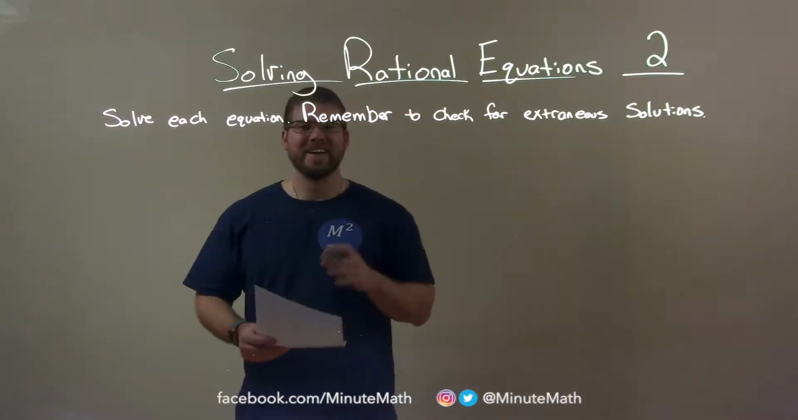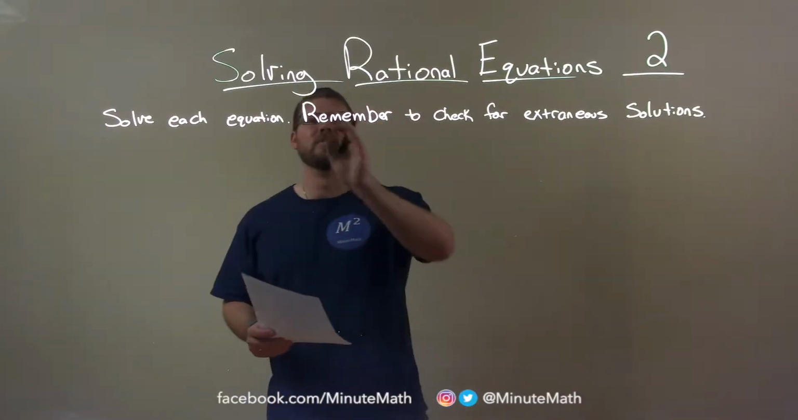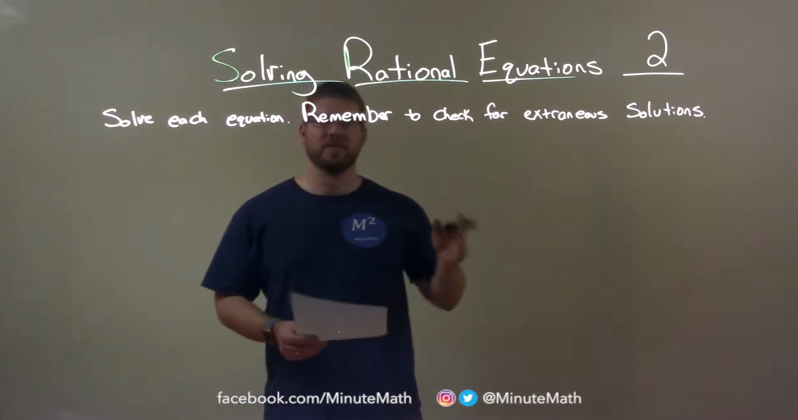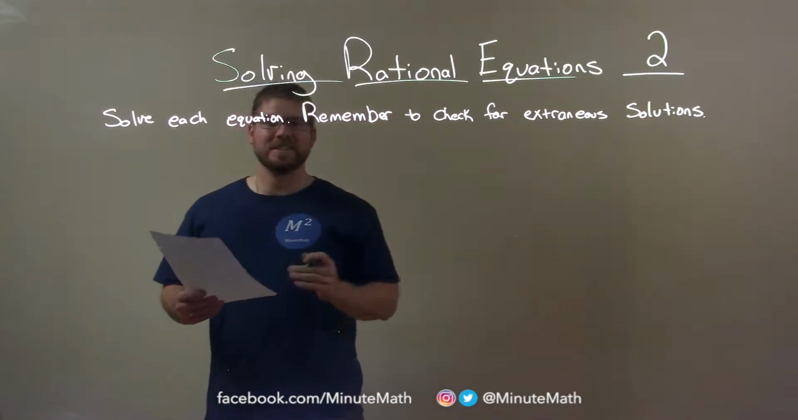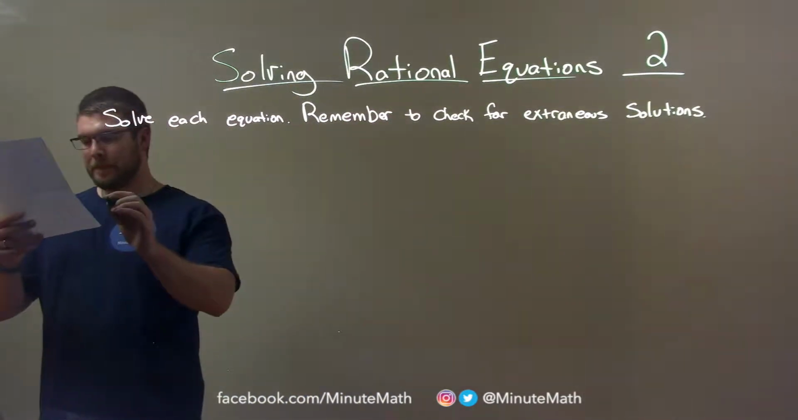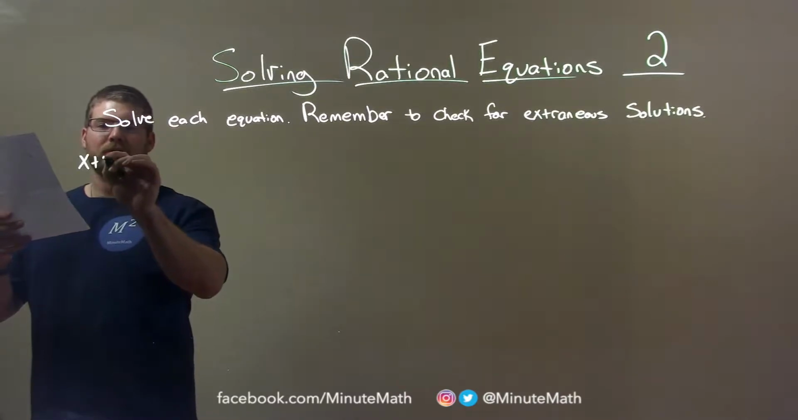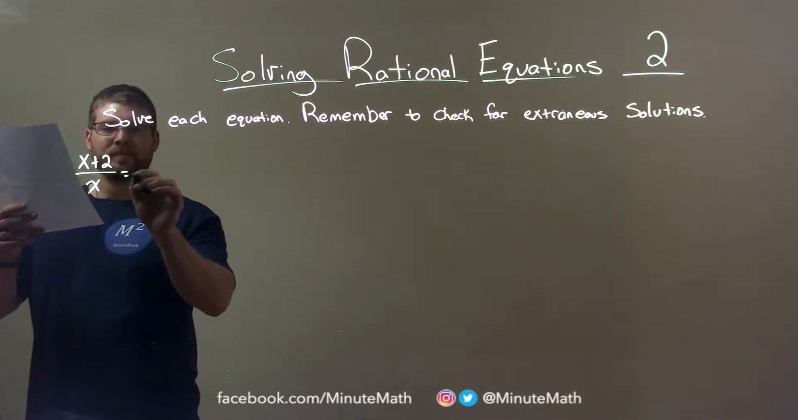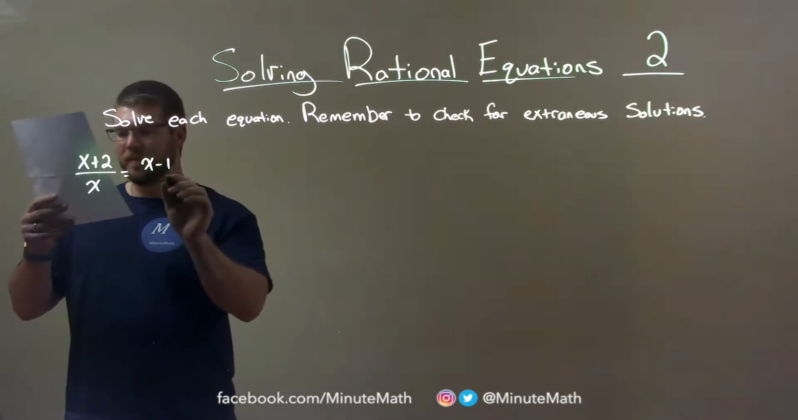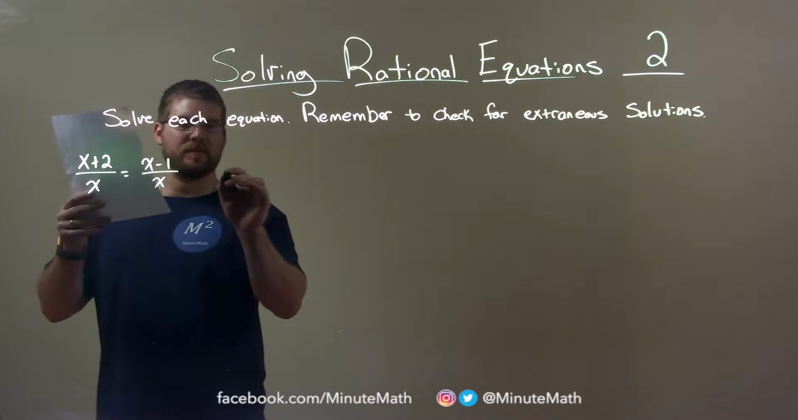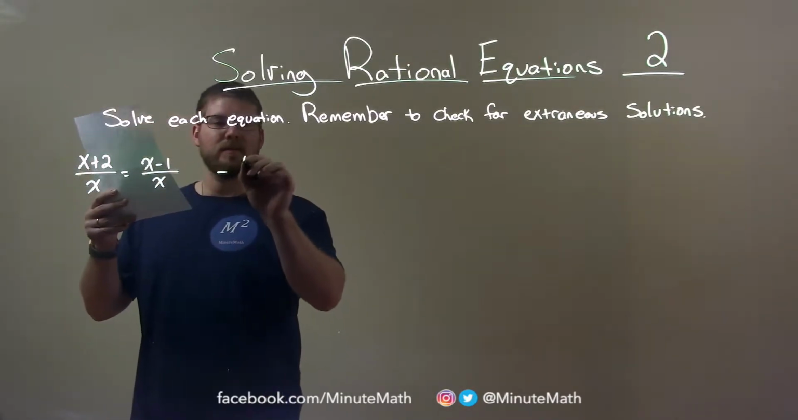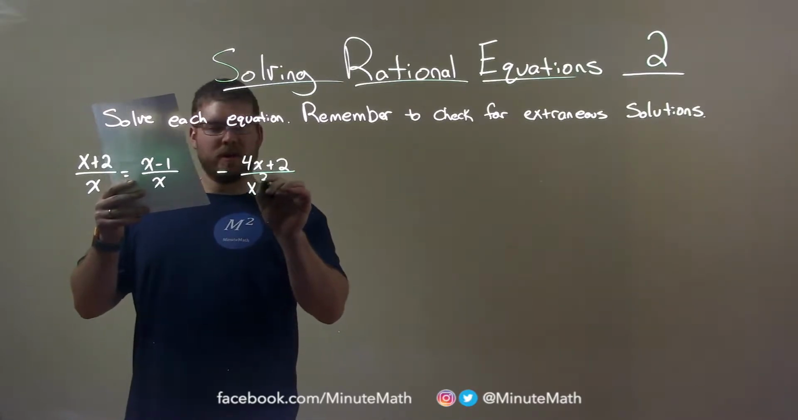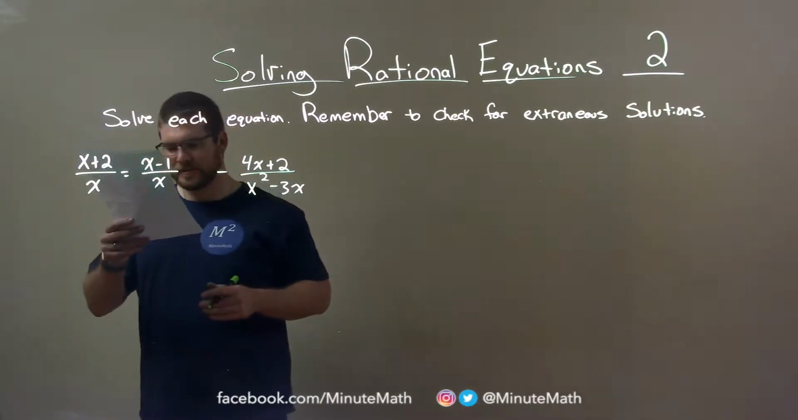Hi, I'm Sean Gannon, and this is Minute Math, and today we're learning about solving rational equations. Solve each equation, and remember to check for extraneous solutions. So, if I was given this equation, (x+2)/x = (x-1)/x - (4x+2)/(x² - 3x).